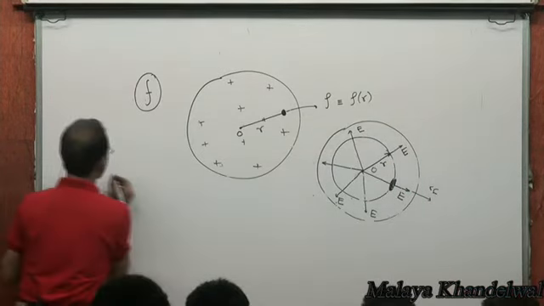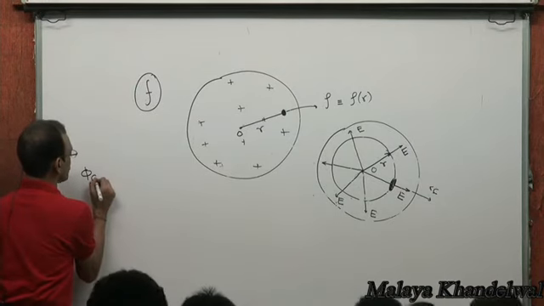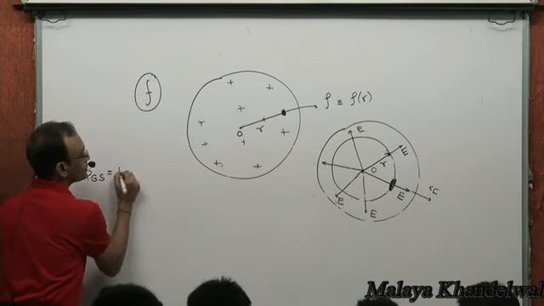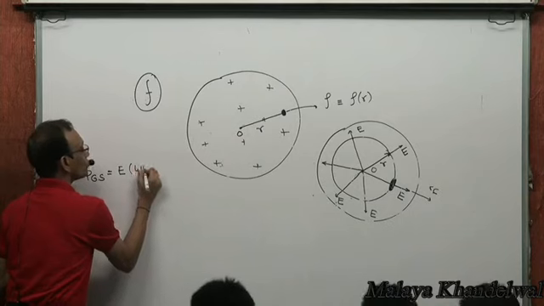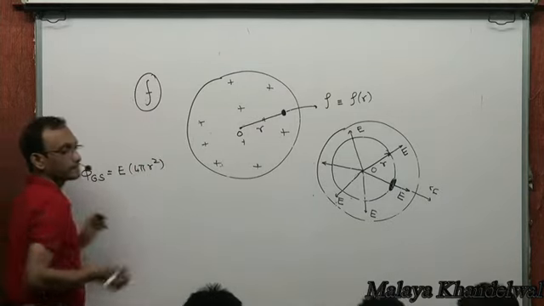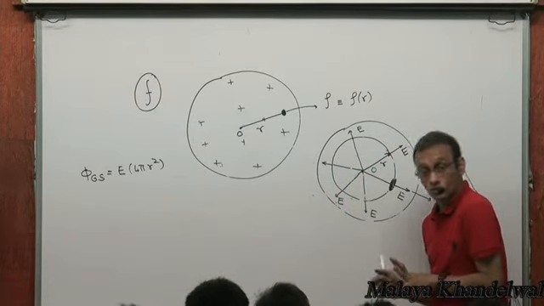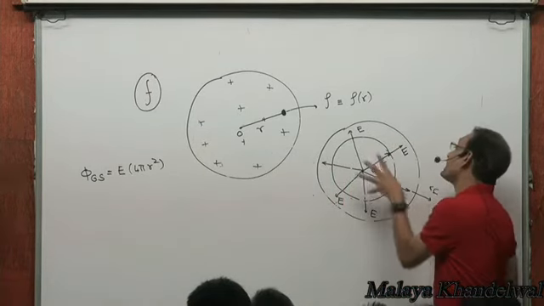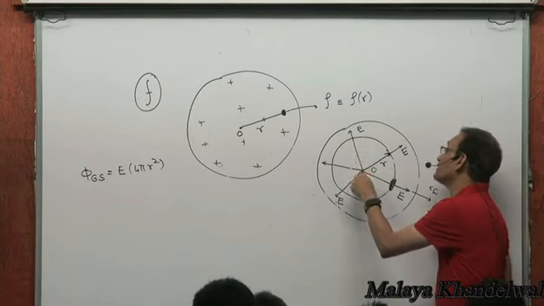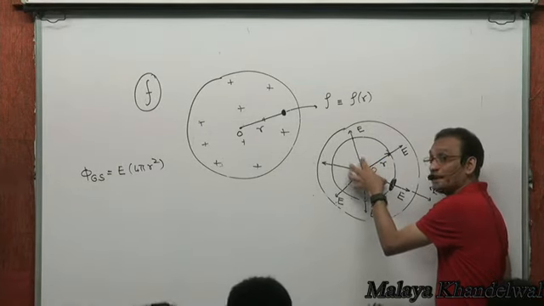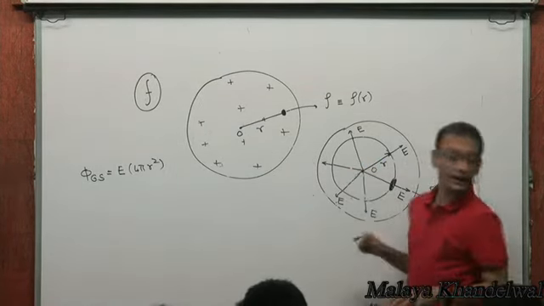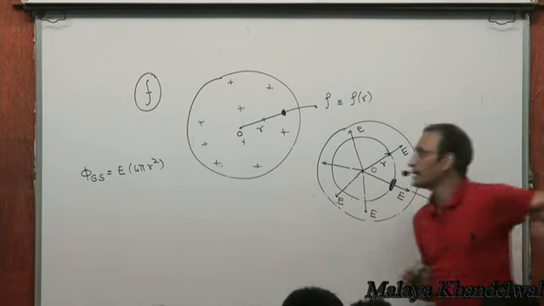So the total flux that passes through the Gaussian surface GS is going to be E into 4 pi r squared. And that must be equal to charge enclosed by epsilon naught. So the next task is to be able to find charge enclosed within the sphere of radius small r. Yes or no? Right? So let's do that.